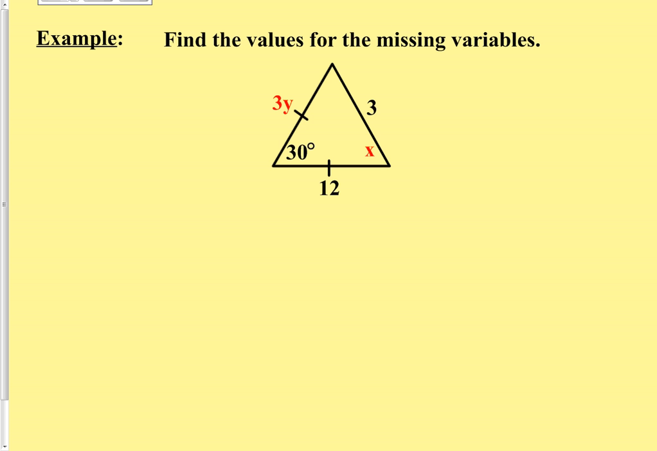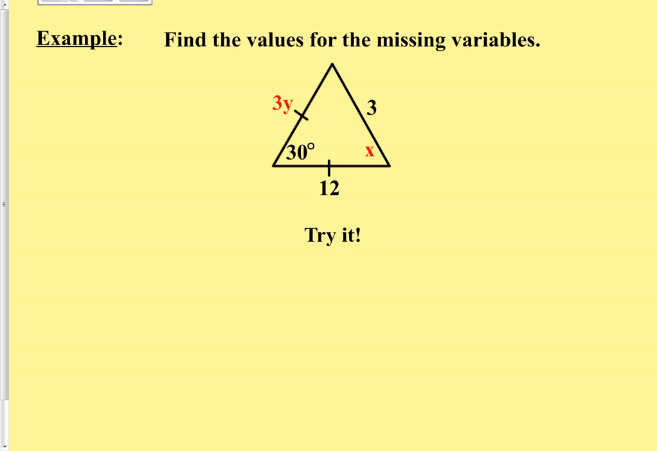Okay, we have one more example. This example says find the values for the missing variables. And this one I would like you to try on your own. I'd like you to see if you can solve for x and y. Now, this problem, even though it looks different and the values are different, uses exactly the same rules and exactly the same properties that the last example did.